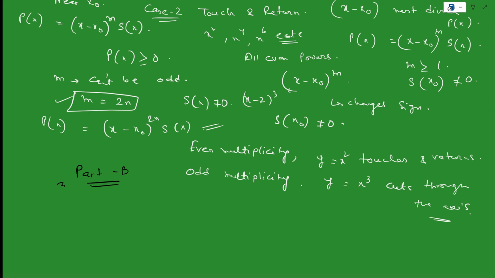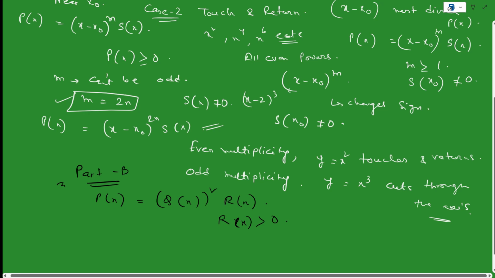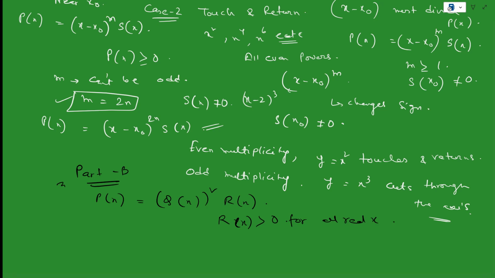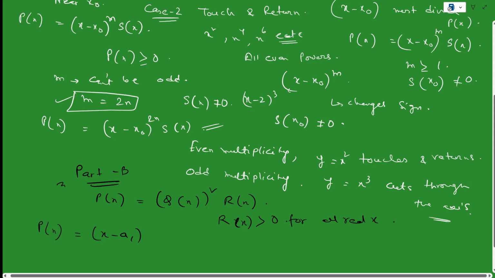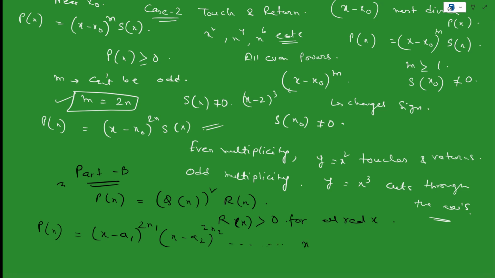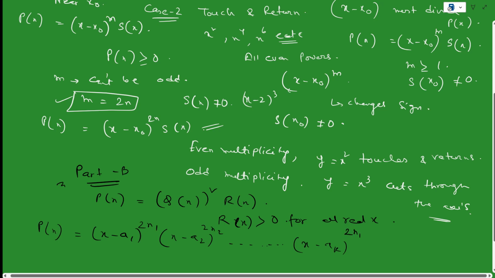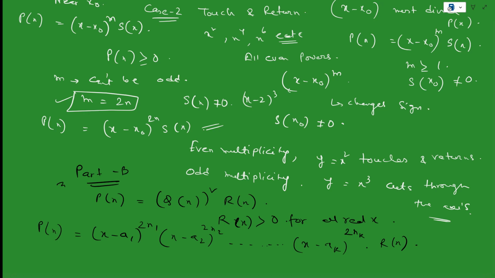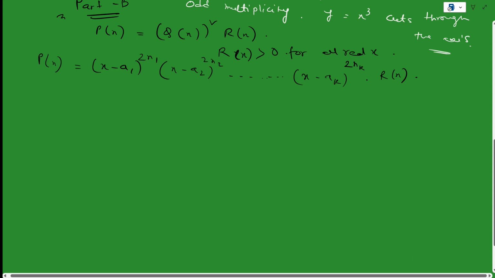We now have to prove what? P of x is equal to q of x whole square into r of x, where r of x is greater than 0 for all real x. Now students, part A already told us something huge. Every real root appears with even multiplicity, meaning p of x is (x minus a1) to the power 2n1 into (x minus a2) to the power 2n2, and this goes up to (x minus ak) to the power 2nk, into r of x, where r of x has no real roots. Very important. Because we removed all real roots already, whatever remains cannot vanish on R.